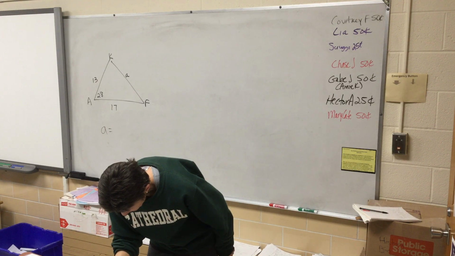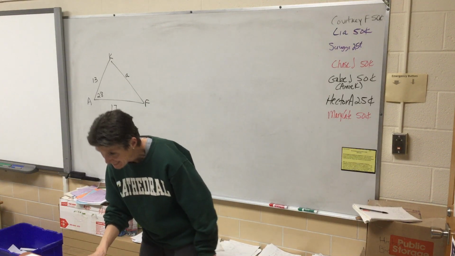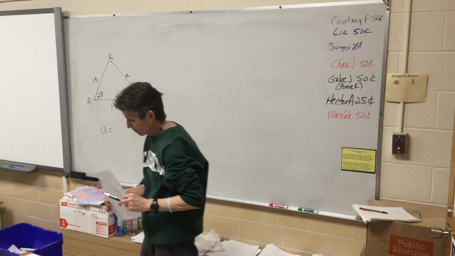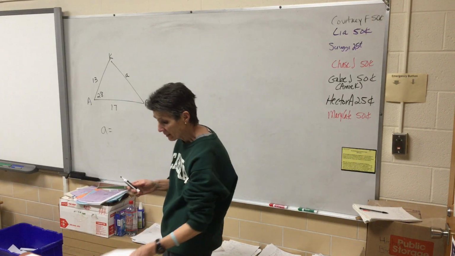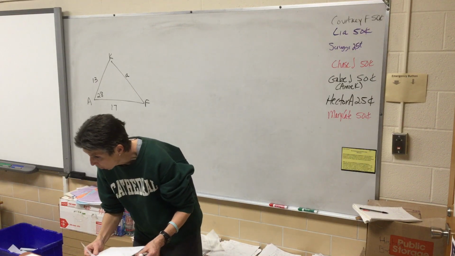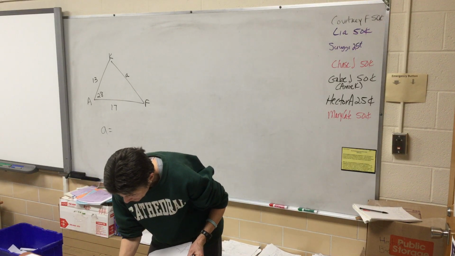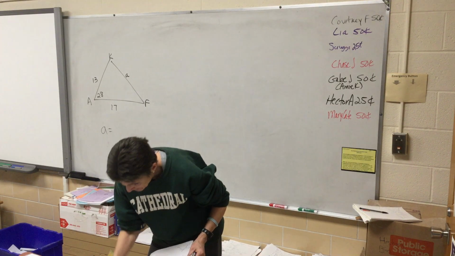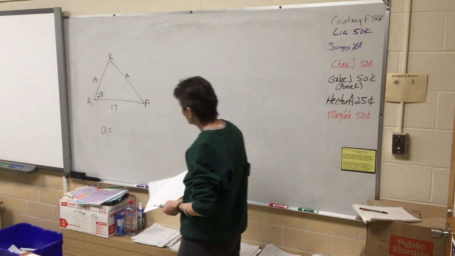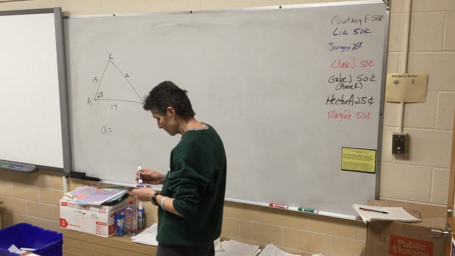So, remember that when we are finding sides or angles, we have to use either the law of sines or the law of cosines. So which would it be? Take a look at the given, how it's set up. Which do you think it should be? Is this a law of sines problem or a law of cosines problem?